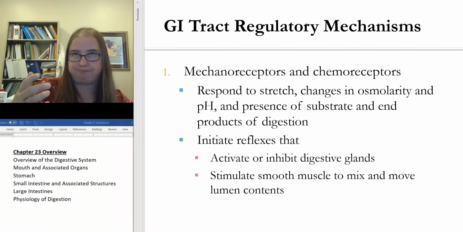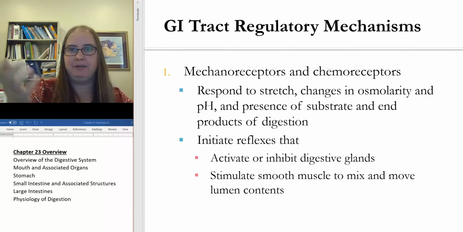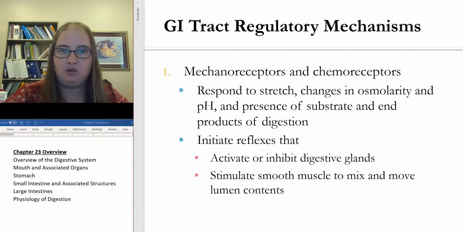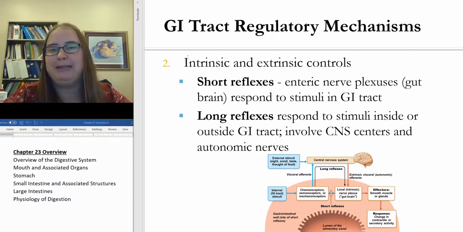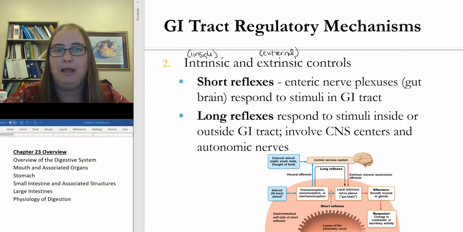It's not that propulsion just happens spontaneously, even if there's nothing there, right? This is all being created by these mechano and chemical receptors. In addition to that, we also have intrinsic and extrinsic controls. Remember, whenever we talk about intrinsic and extrinsic, intrinsic is within or inside. Extrinsic is external. So some type of control within the digestive system, some type of control outside of the digestive system is how you can think of intrinsic and extrinsic controls.